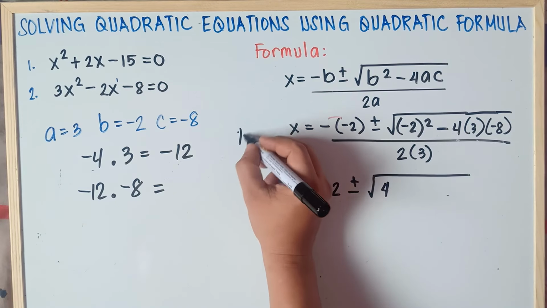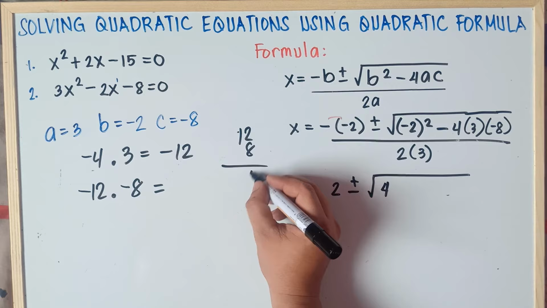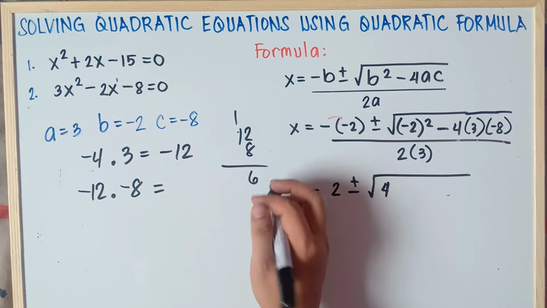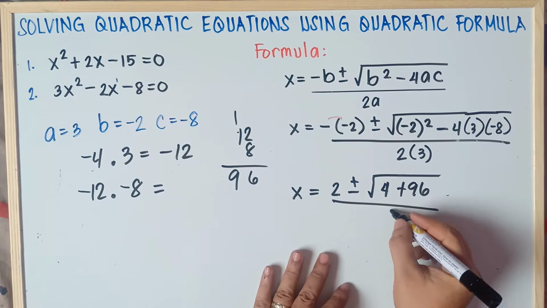Let's multiply that. 12 times 8. 8 times 2, that is 16. 6 carry 1. 8 times 1 is 8, plus 1, that's 9. 96. Alright, so this will be positive 96, all over 2 times 3, that is 6.